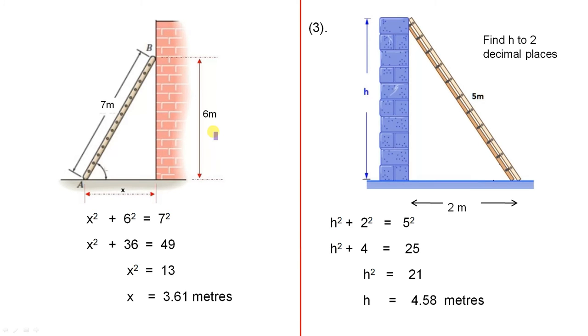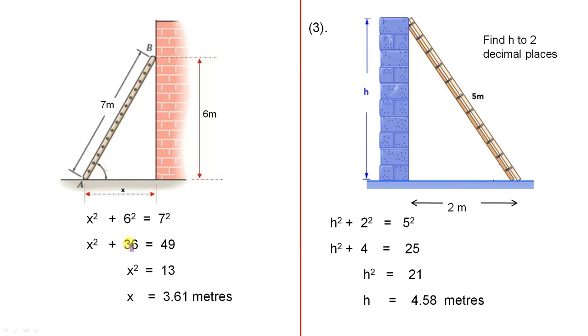So there we are. So basically the ladder is 7 metres long. It reaches 6 metres up the wall. We need to know how far it is from the base, and that distance is x. So x squared plus 6 squared equals 7 squared.